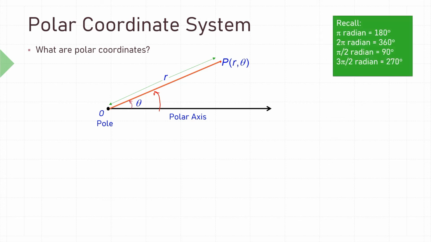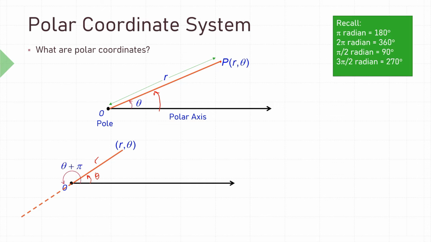Now we need to recall that pi radians is equal to 180 degrees, 2 pi radians is 360 degrees, and so on. Suppose we have this point (r, theta) in polar coordinates, where this is r and this is theta. If we extend the line on the opposite side, then if that is angle theta, this one should be theta plus pi, meaning we add theta to 180 degrees, so we get the line opposite to that (r, theta). So we can denote this point as (r, theta plus pi).